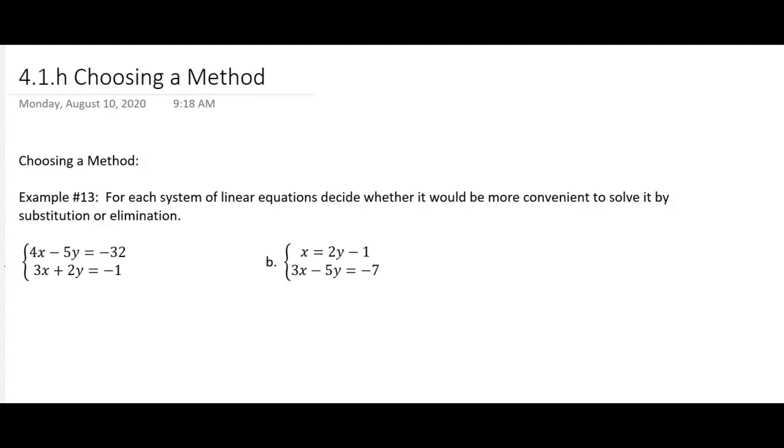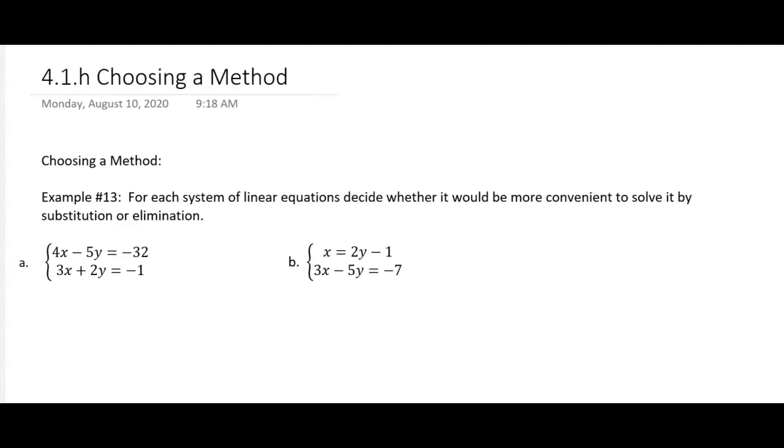So in example 13, it says, for each system of linear equations, decide whether it'd be more convenient to solve it by substitution or elimination. They didn't ask us to actually solve them, so that's okay. We'll just do what they said to do. So I looked at this first system in A. It looks like the x's are lined up, the y's are lined up, they both equal constants, so it looks like it's all set up for elimination, and it is, so that would probably be the easiest method.